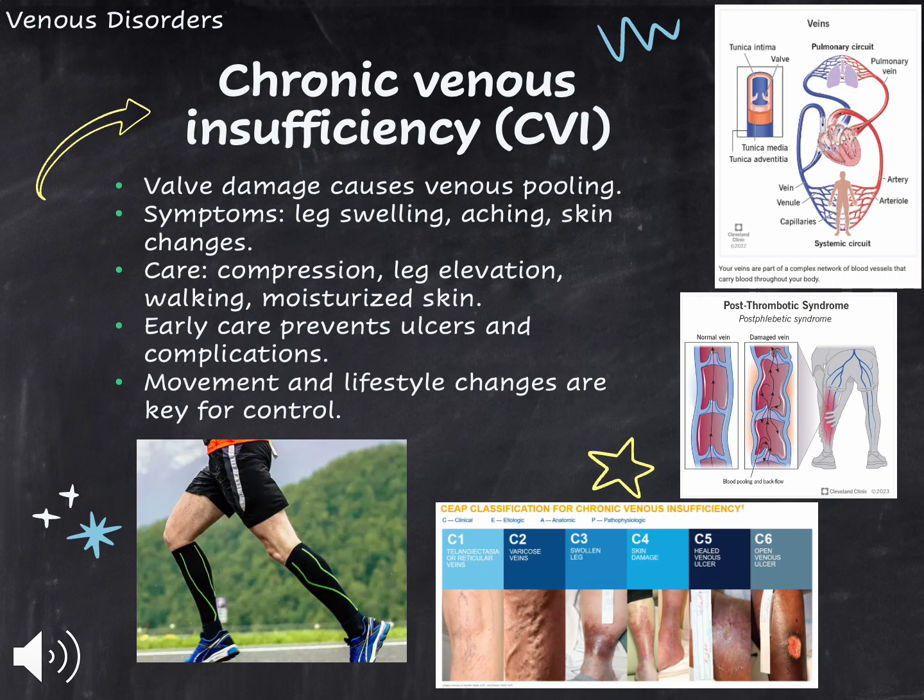Let's turn our attention to chronic venous insufficiency, or CVI, and how nurses can guide patients in managing it effectively at home. CVI develops when the valves inside the leg veins are damaged or weak. These valves normally act like one-way doors, keeping blood moving upward toward the heart. When they fail, blood flows backward and pools in the lower legs. Over time, this leads to chronic swelling, aching or heaviness, brownish skin discoloration, and in more advanced stages, venous ulcers.